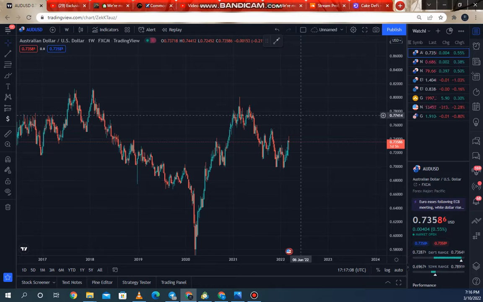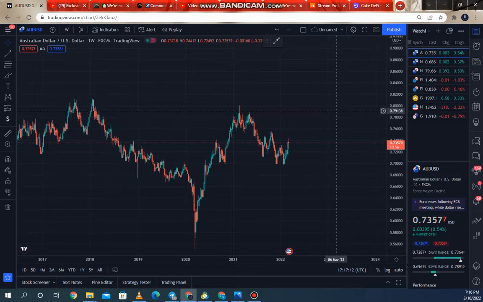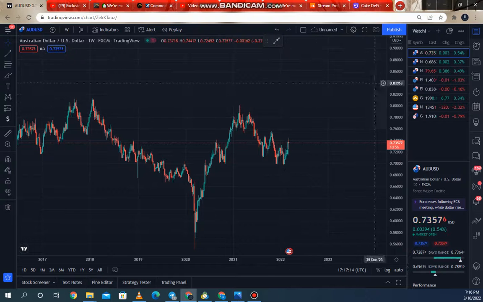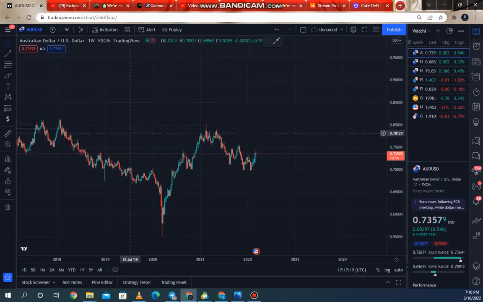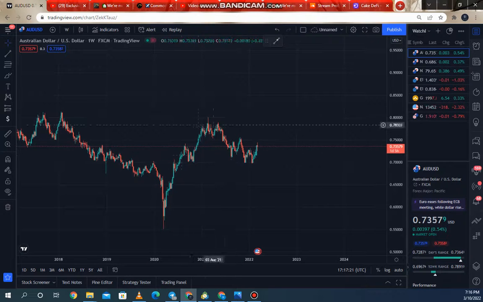So what I'm gonna do right now is a quick breakdown of the pairs that we sent, the ones that haven't gone very deep into profit. We're gonna be looking first at Aussie dollar. At first we're gonna open it from the weekly time frame so that you guys can catch what I'm trying to do and be on the same page.